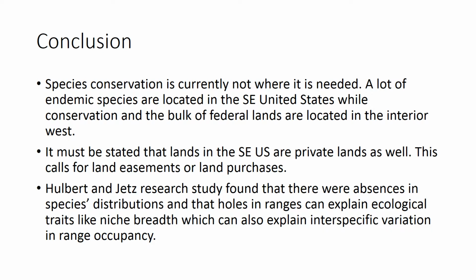Which brings me to my conclusion that species conservation is currently not where it is needed. A lot of endemic species are located in the southeast, while conservation and the bulk of federal lands are located in the interior west. It also must be stated that lands in the southeast are private lands, and this also calls for land easements or land purchases. I also found another article by Holbert and Jetz, and that was a research study that found that there were absences in species distributions, and that holes in ranges can explain ecological traits like niche breadth, which can also explain interspecific variation in range occupancy.